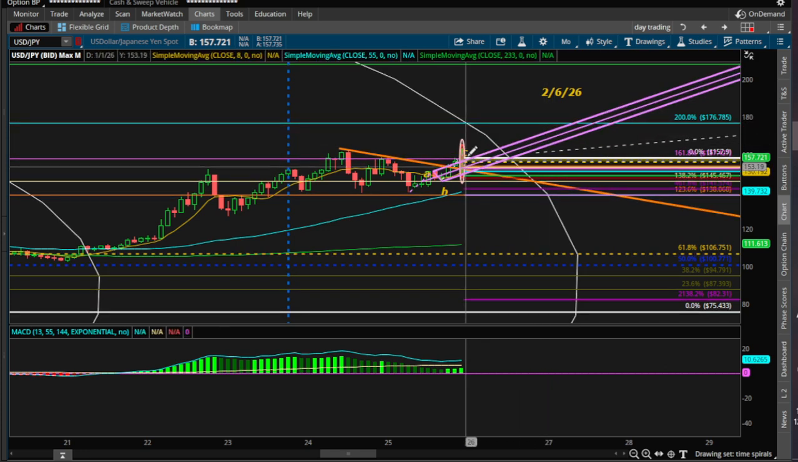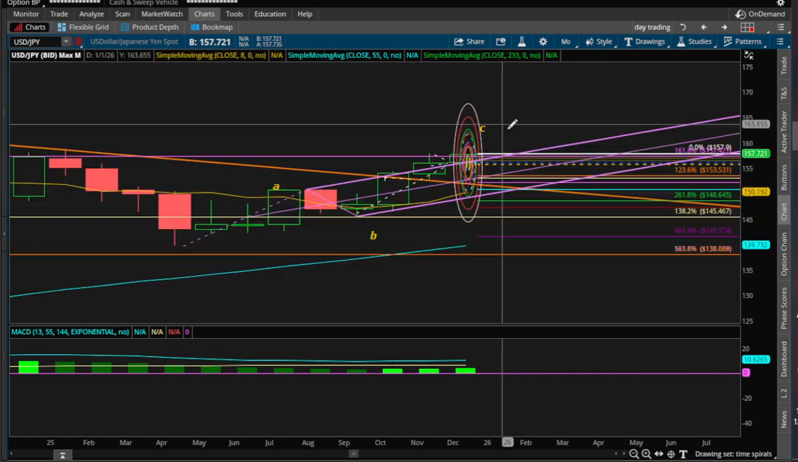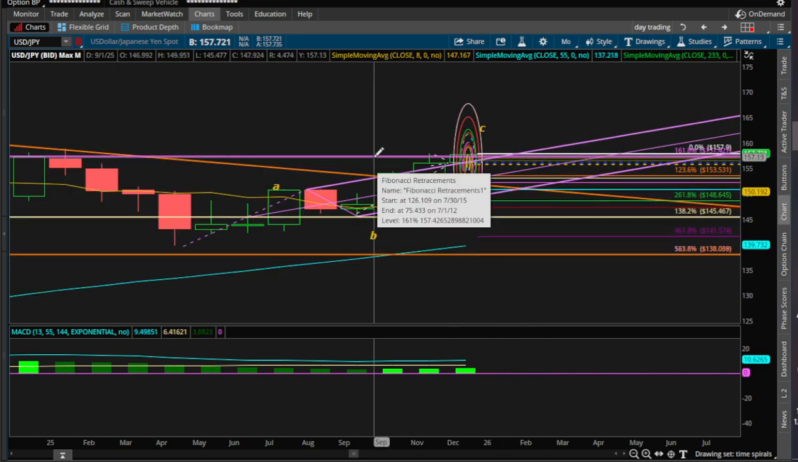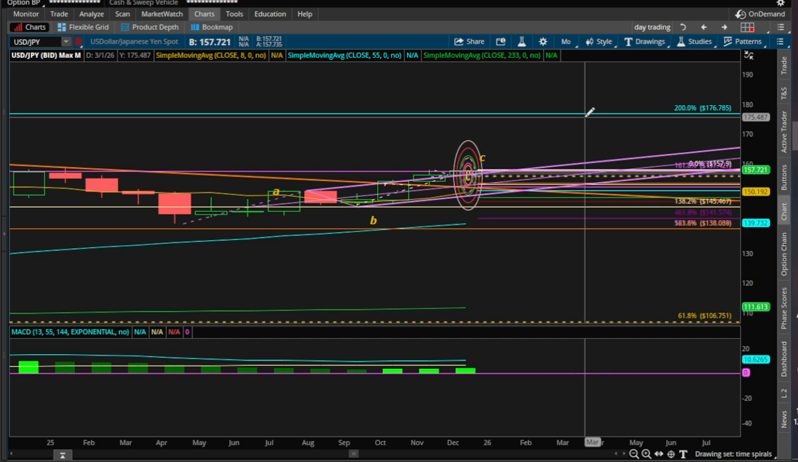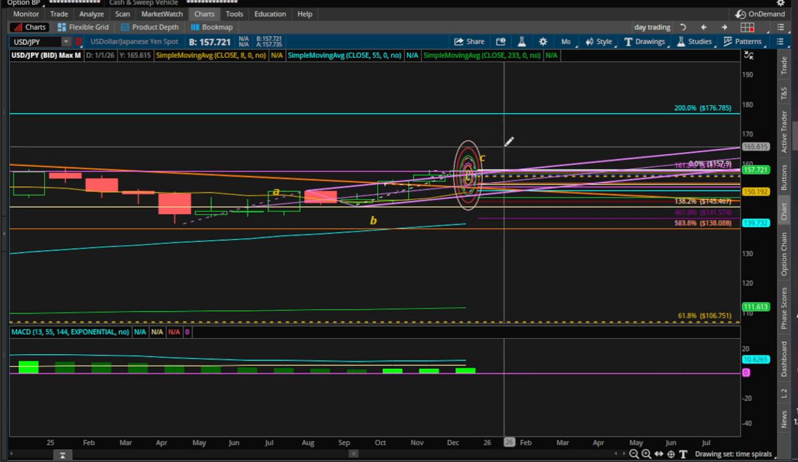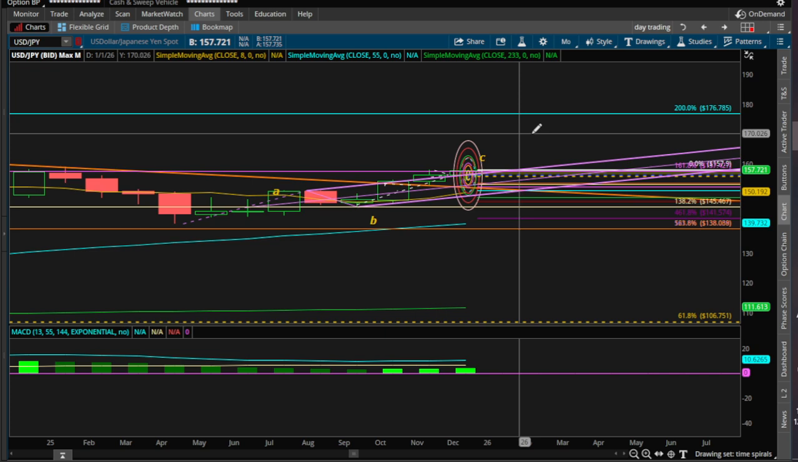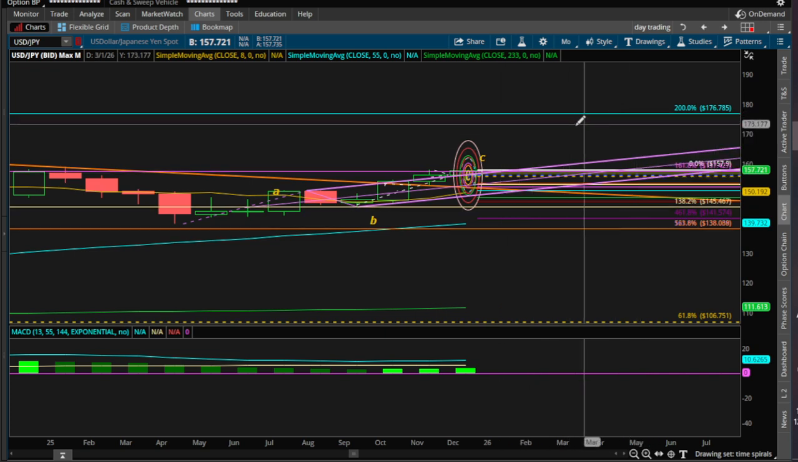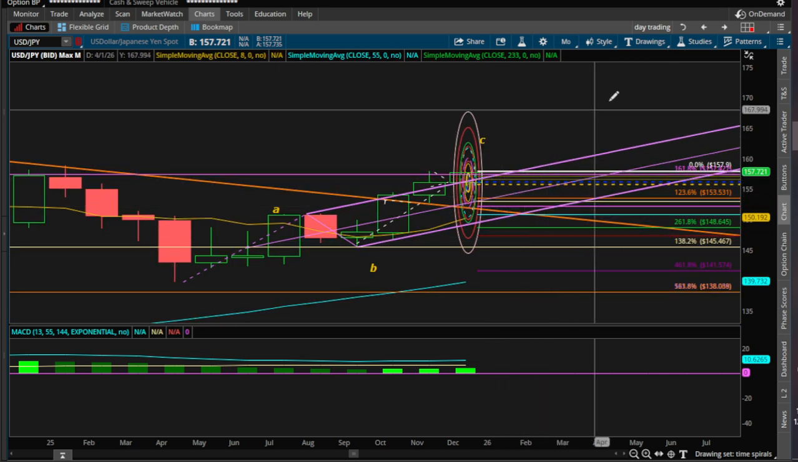So right now we've broken out of, I know it's kind of hard to see, this purple line right here, the 161.8 fib. We broke out of that at 157.4. So our next target is this 176.785. All right, so that's where I think it could be played out over a couple of years to get to that target. So that is if it's the C of C leg that we're in.